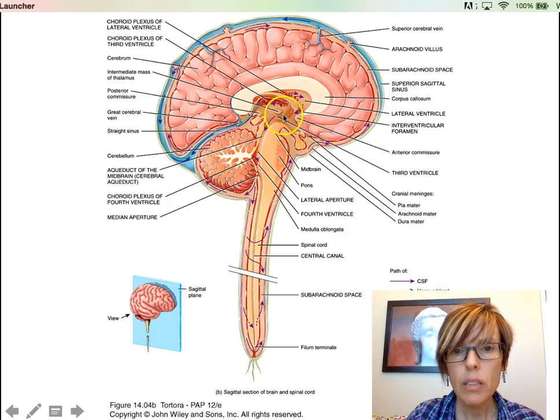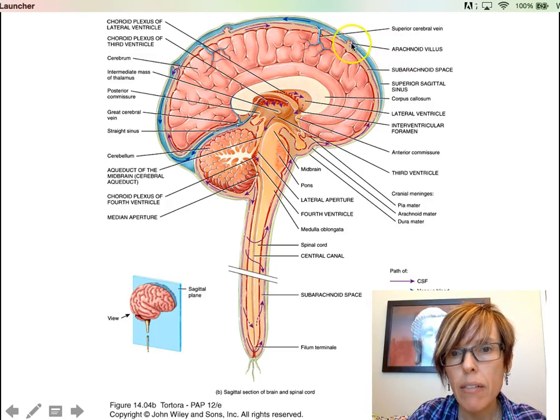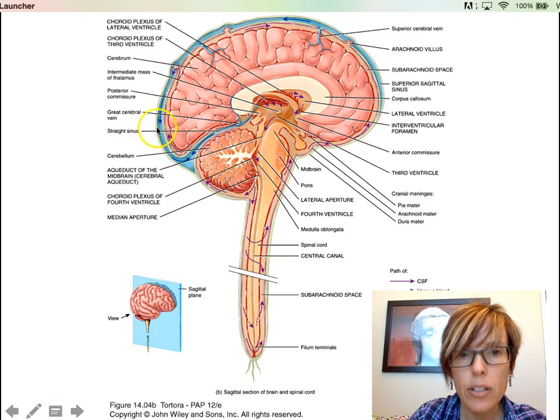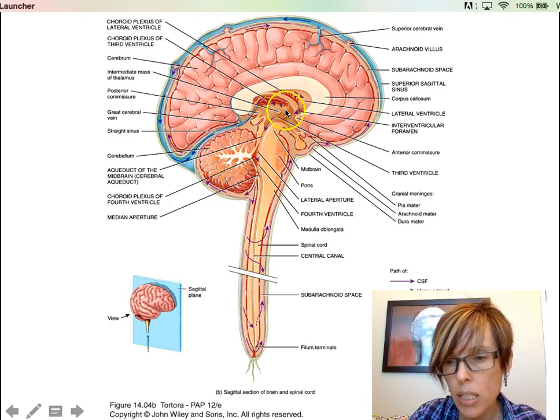So basically, that's what this image is showing you. Here is your brain. Here's a little arachnoid villus right here. Here's another one, and another one. Here's the choroid plexus, producing the cerebrospinal fluid. Then you can see there are areas where it can get out, bathe around the brain, and go around the spinal cord. Some of it stays inside the brain, and we'll see this in lab.